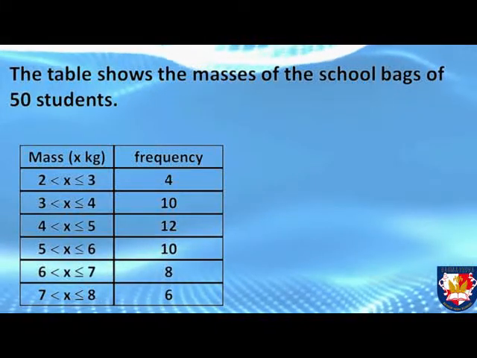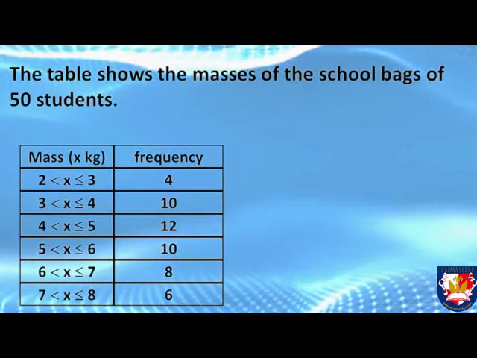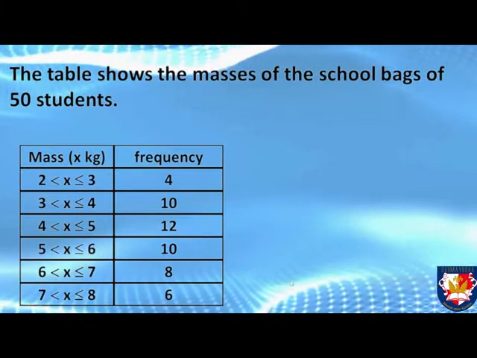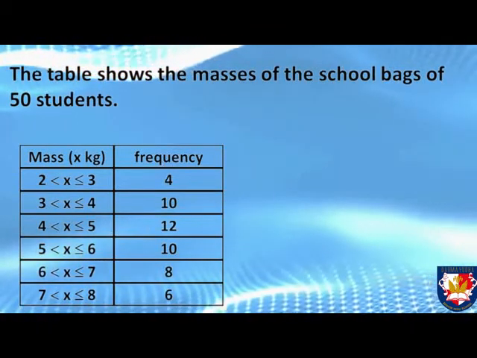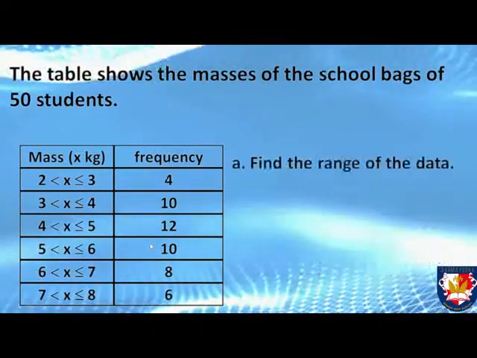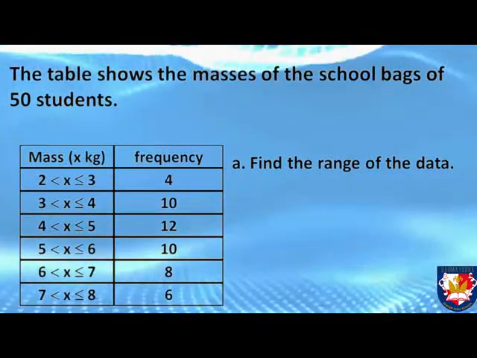The table shows the masses of the school bags of 50 students. As you can see, the total number is 50, the frequency. A. Find the range of the data.